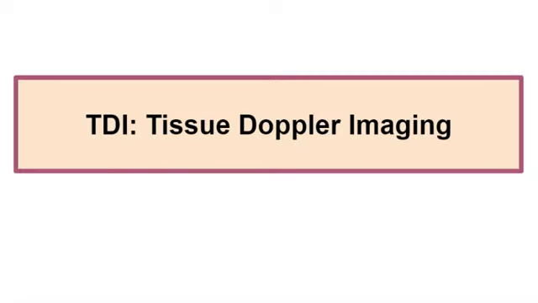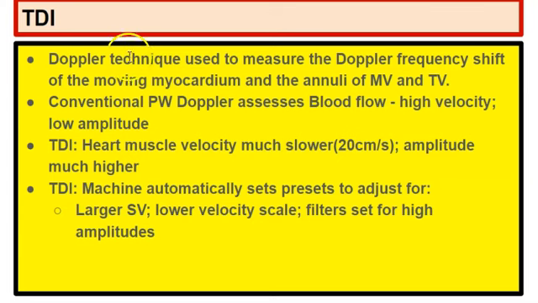Okay, tissue Doppler. This is a technique used to measure the Doppler frequency shift of the actual muscle of the heart, the myocardium. And we do that at the annuli of the mitral valve and tricuspid valve. We demonstrated this in class.